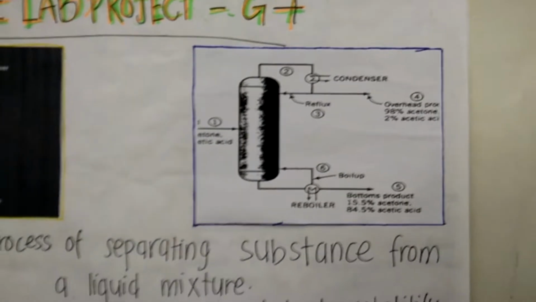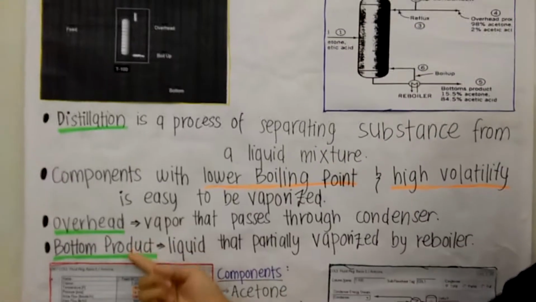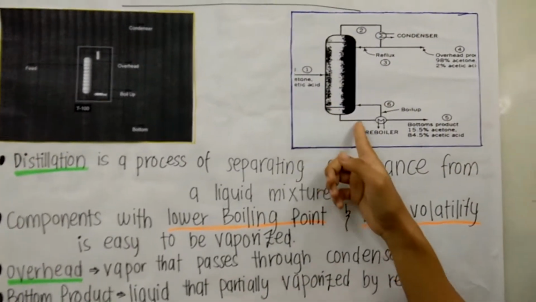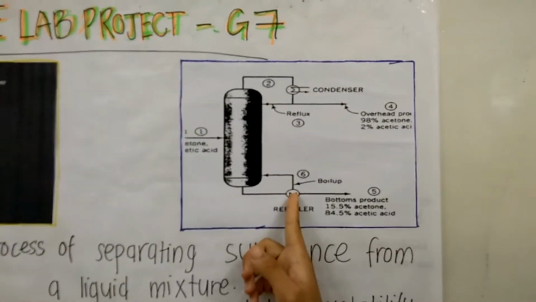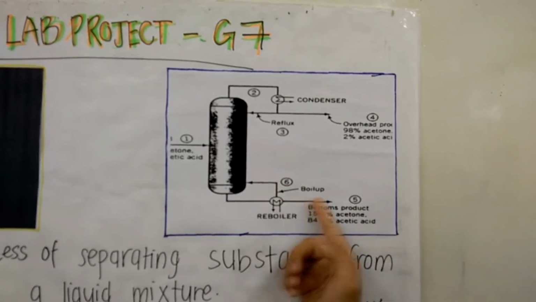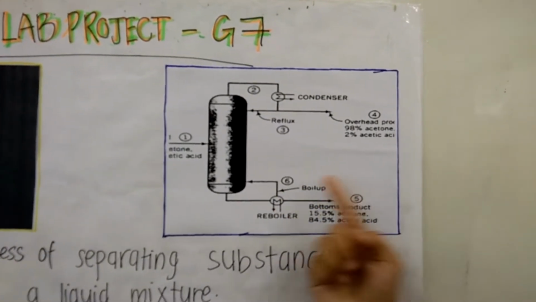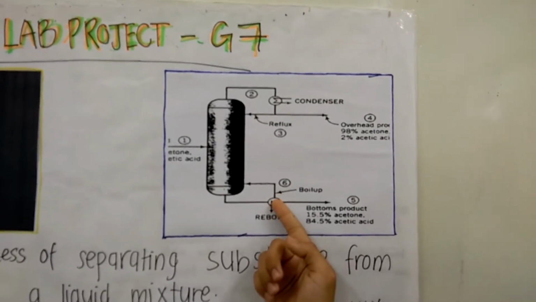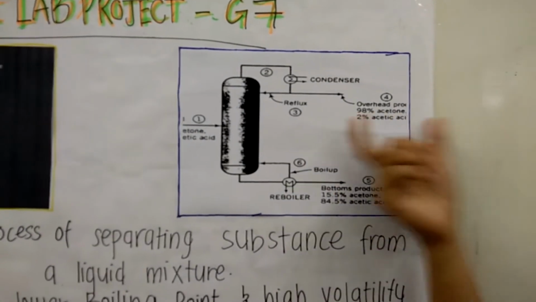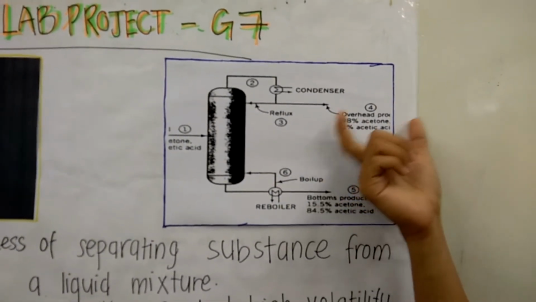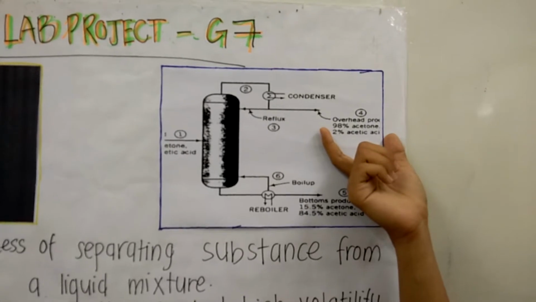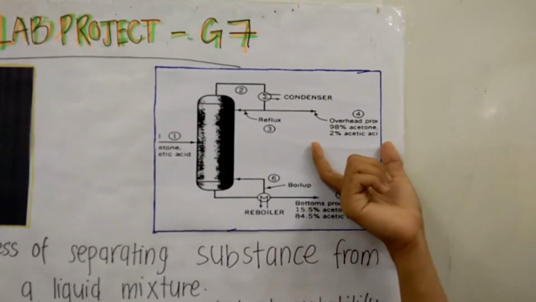I will explain what bottom product is. Bottom product is liquid that is partially vaporized by the reboiler, as you can see from this diagram. The liquid that passes through the reboiler is divided into two phases, which are vapor and liquid. The liquid product is taken off as bottom product, and the vapor product is sent back into the distillation column as boil-up. As you can see from here, acetone has a lower boiling point than acetic acid, which causes the overhead product to be mostly composed of acetone, which is 80%.